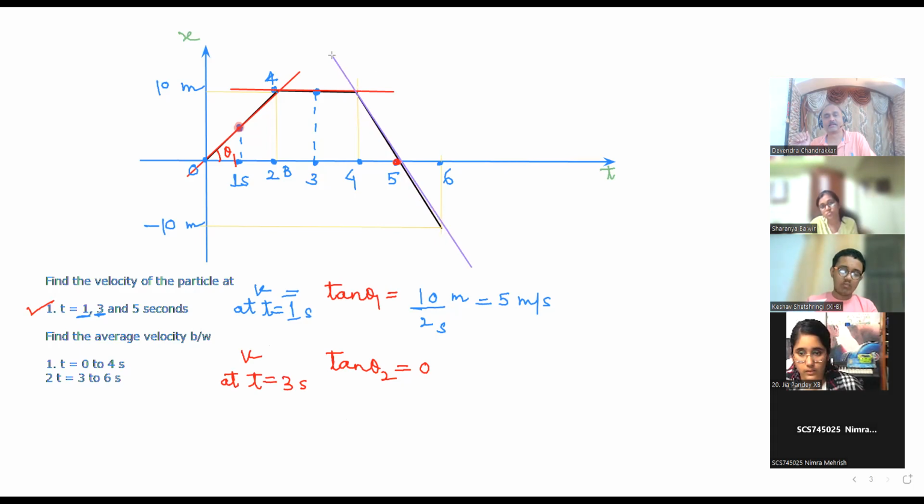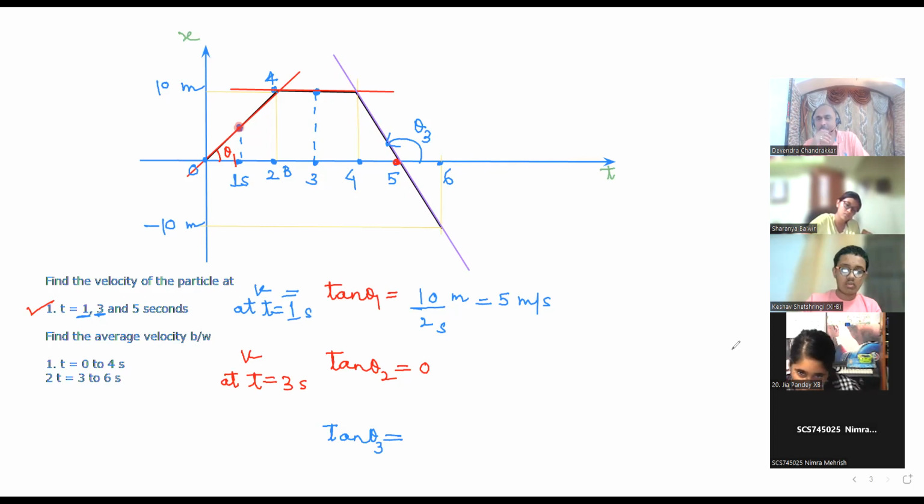What about velocity at 5 seconds? Draw the tangent. This is the tangent. This purple color line is the tangent to this curve at 5 seconds, right? All of you, now would you like to try? This is the angle which it is making with the x-axis. So can anyone find tan theta 3 for me? Or would you like all of you to find tan theta 3, please? Please do it quickly.